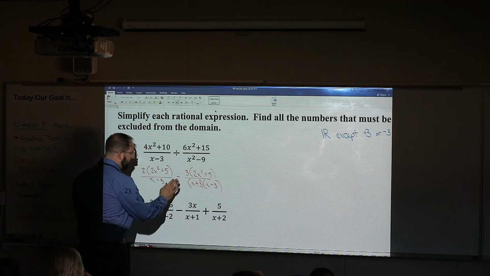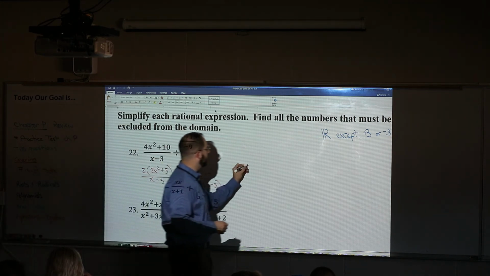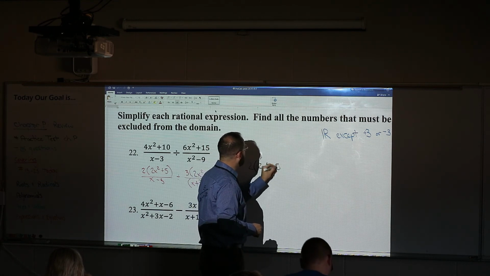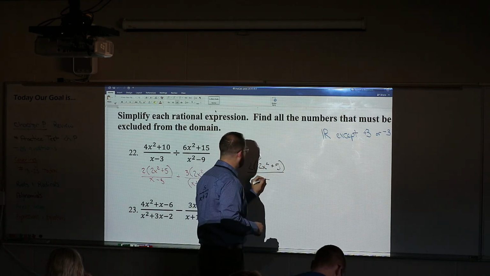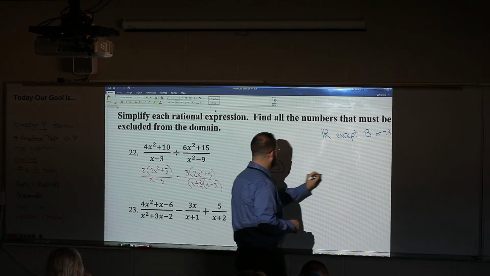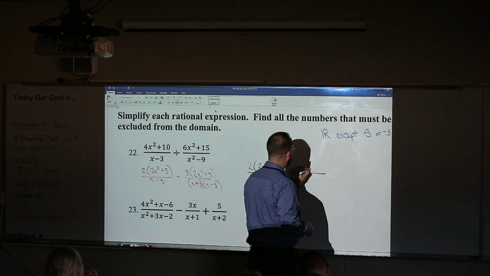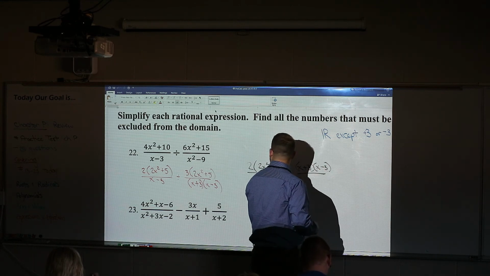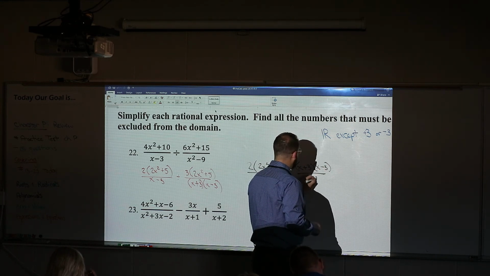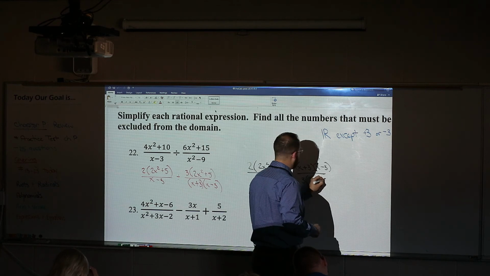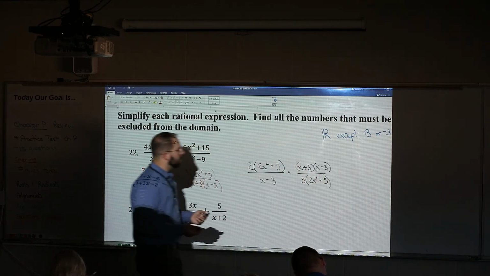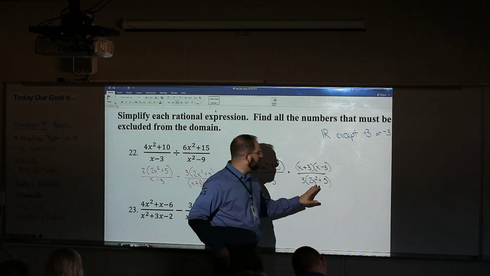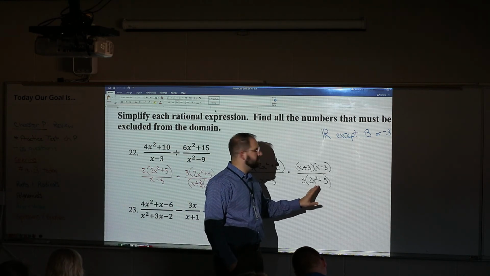So flipping this fraction over with the division, I have the 2x squared plus 5 over x minus 3, and now we have the multiplication, and the second fraction flips: x plus 3 over x minus 3, and 3 over the 2x squared plus 5. Okay, so we have a new part on the bottom now. Is there any number that can make this denominator 0?